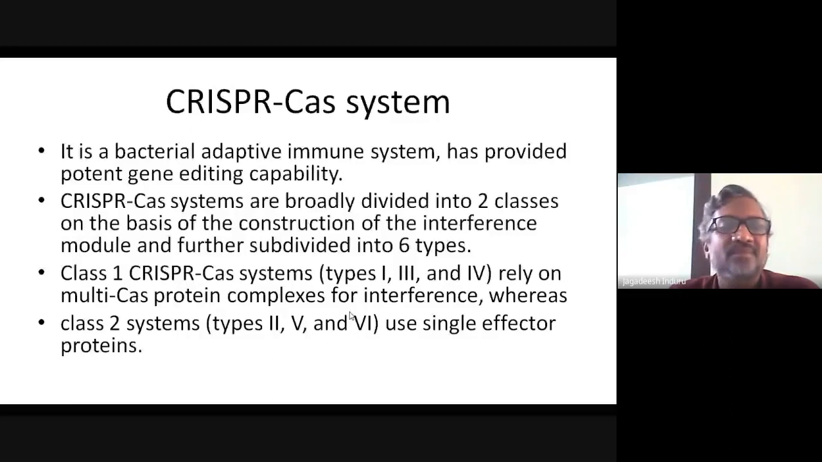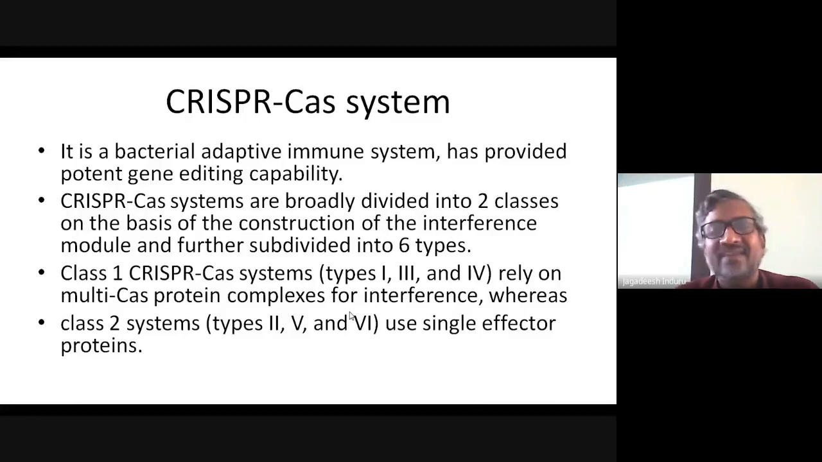So these two, CRISPR and Cas, have a specificity: the enzyme Cas has a specificity with the CRISPR, and the Cas system synthesizes and gets attacked with some RNA. That RNA has specificity to the particular virus, and both together play a role. The CRISPR-Cas systems are broadly divided into two classes on the basis of the construction of the interference module, and further they are divided into six types. So CRISPR is a fragment and Cas is the enzyme.